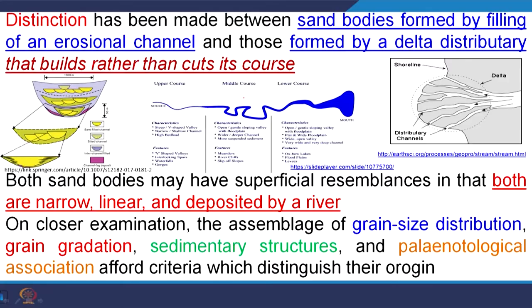Distinction has been made between the sand bodies formed by the fill of an erosional channel, that is the cut and fill structure, and those formed by delta distributaries that build rather than cut the course. So the delta distributary builds the course and the channel sand cuts the course. Both sand bodies superficially resemble each other: both are narrow, linear and deposited by a river. But on closer examination, the grain size distribution, grain gradation, sedimentary structures and paleontological evidence such as fossils may distinguish whether you are talking about a channel fill or a delta distributary system.